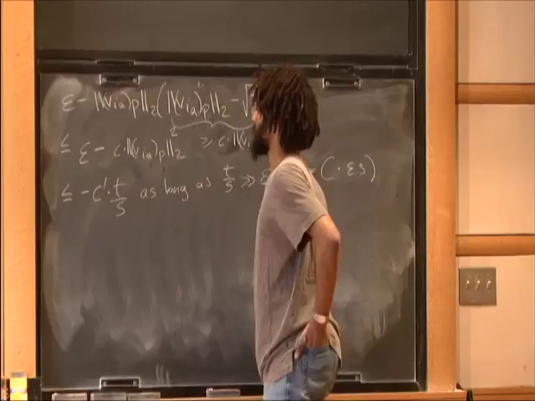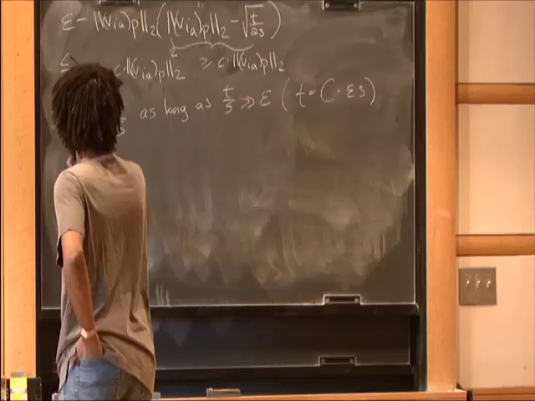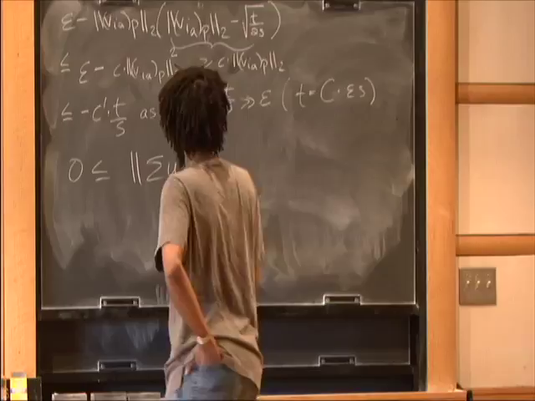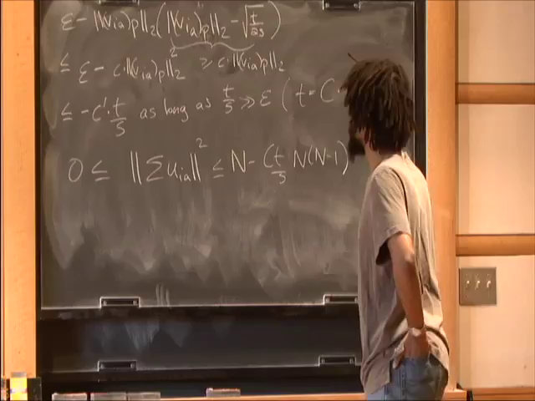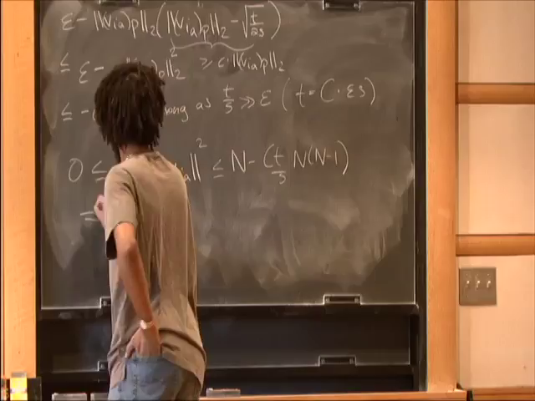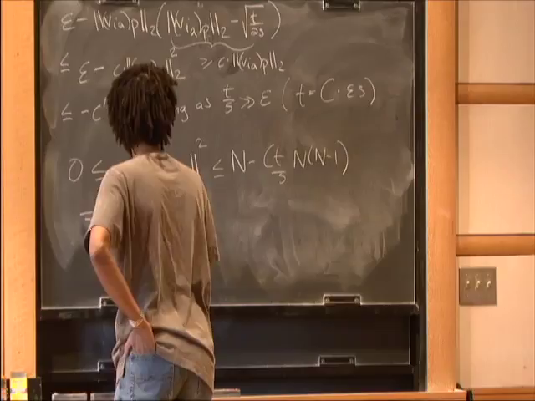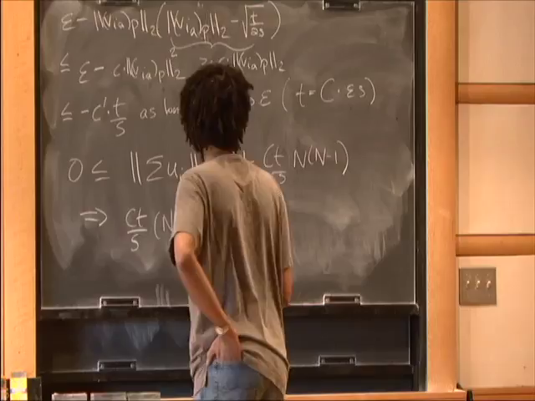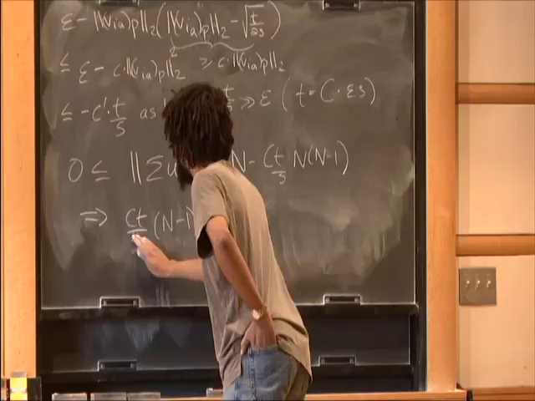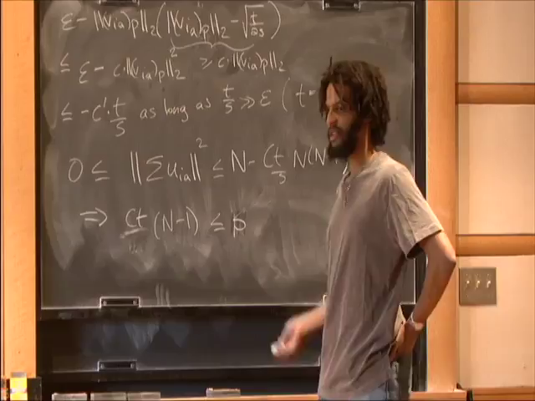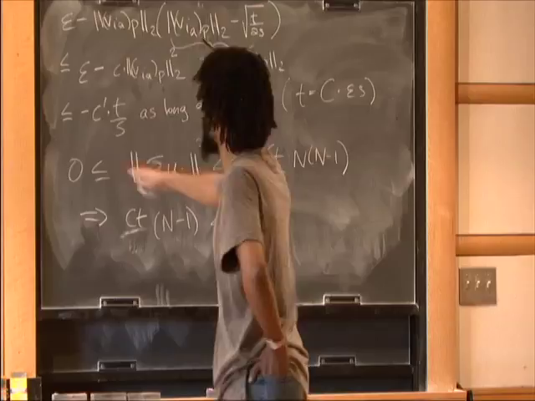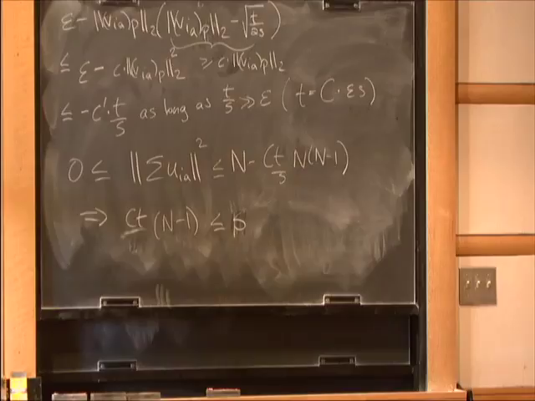So now I do the trick from last time where I say 0 is at most the sum of all those UIAs L2 norm squared, which is at most capital N minus some CT over S N minus 1. Okay. And that implies that CT over S times N minus 1 is at most 1. So moving in S, I get a lower bound on S. Okay. And then you do some calculations, I don't want to spend time on that. So capital N is that value. And then you do some calculations involving that lemma over there, which I didn't prove, and basically you'll just get it. Okay.